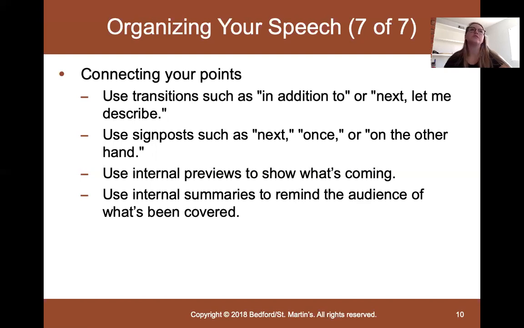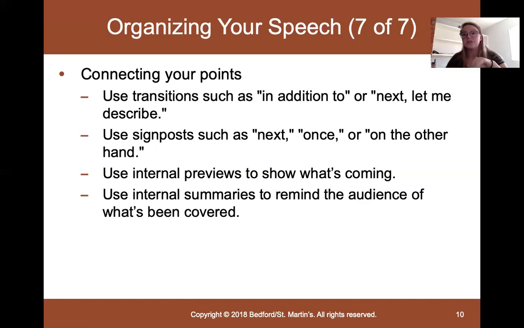So internal previews look like at the end of your introduction, you're going to say something like, first, we're going to talk about the best ingredients for a peanut butter and jelly. Next, we're going to talk about the best way to put together a peanut butter and jelly. And finally, we're going to talk about the best places to consume a peanut butter and jelly, to just kind of preview where you're going.